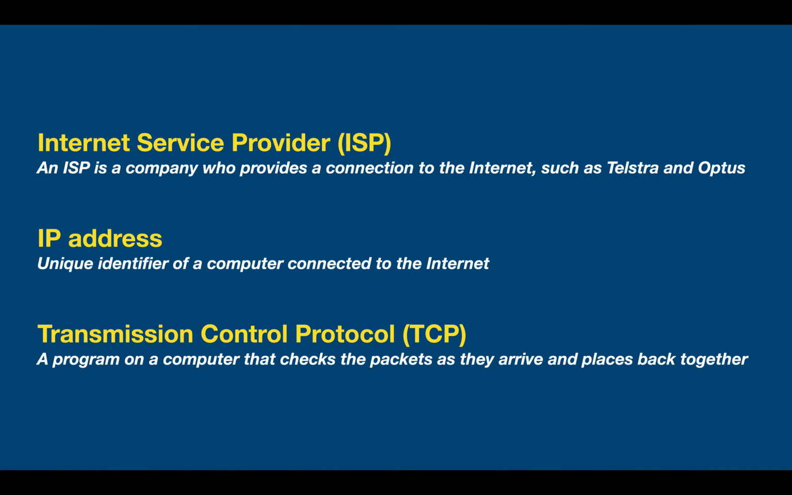Before we begin that, we should consider a few key terms. Internet service provider is a company who provides a connection to the internet. In Australia, the most commonly used internet service providers are Telstra and Optus. An IP address is a unique identifier of a computer and can be used to locate a computer that is connected to the internet. Transmission Control Protocol is a program that sits on all computers that actually deals with the internet data it receives.